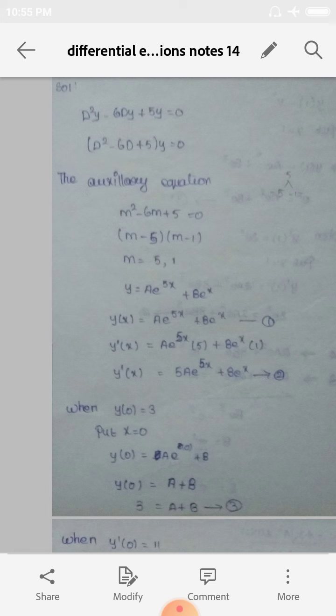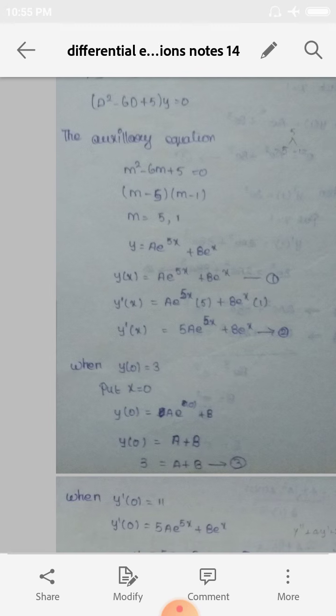Mark y of x as the first equation. So after finding the complementary function, write y of x and mark it as equation number 1. Next find y dash of x, which is just differentiation. So we get a e power 5x into 5 plus b e power x. So y dash of x is 5a e power 5x plus b into e power x. This is y of x and y dash of x. What is the condition given? The first condition is y of 0 is equal to 3. So put x is equal to 0 in equation number 1.